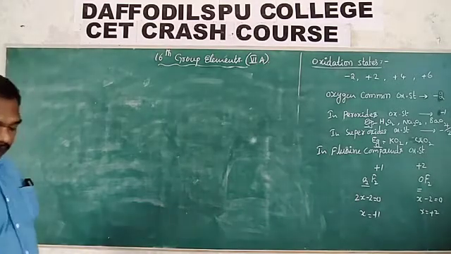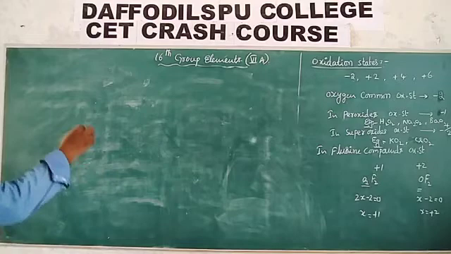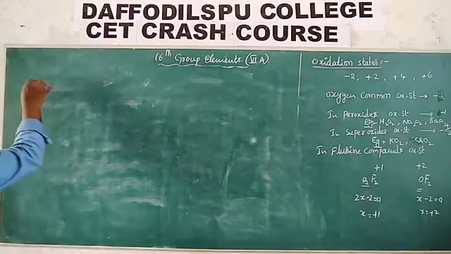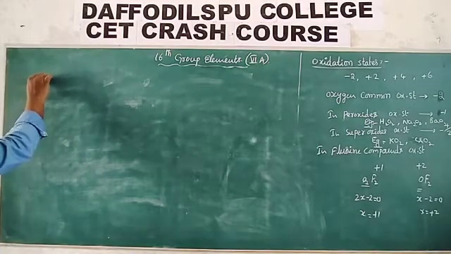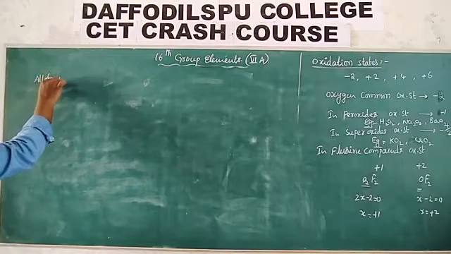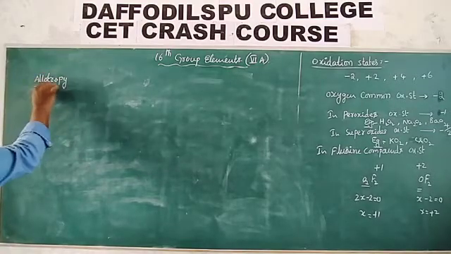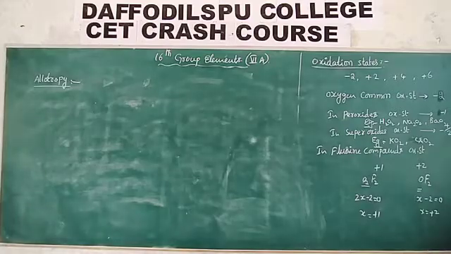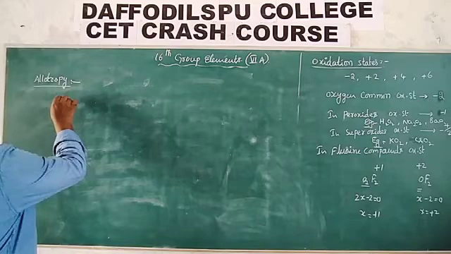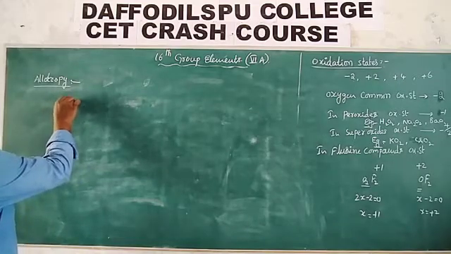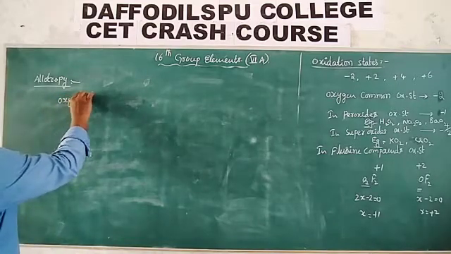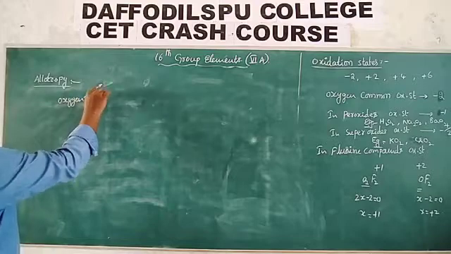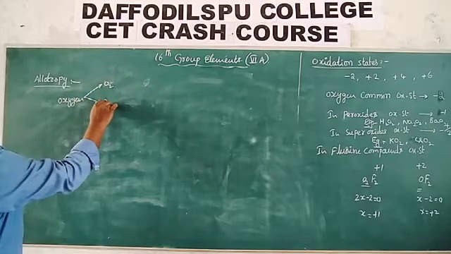Next, look at the allotropy of the 16th group elements. All elements exhibit allotropy. Oxygen has 2 allotropic forms. They are O2 and O3.